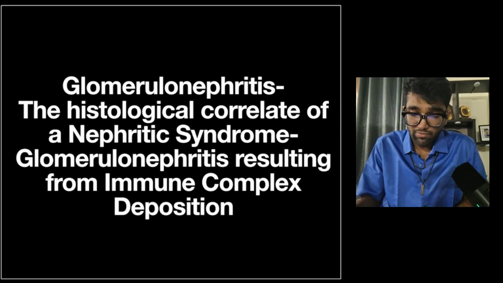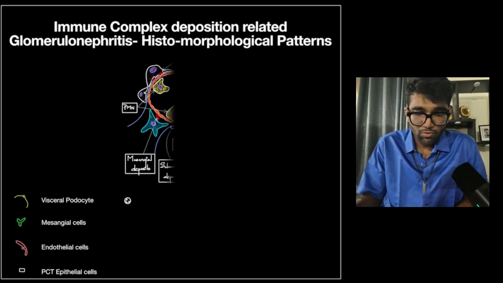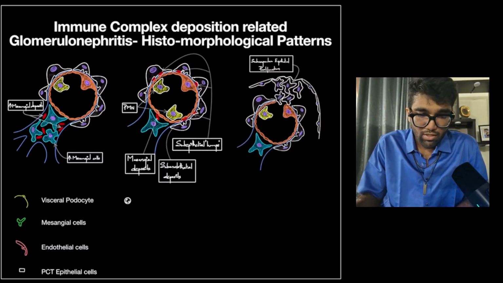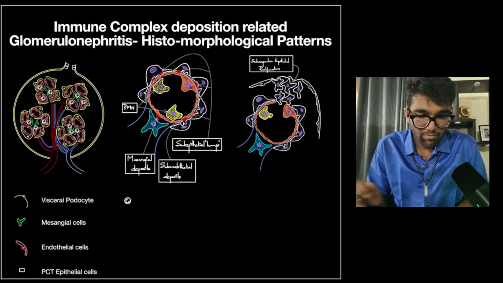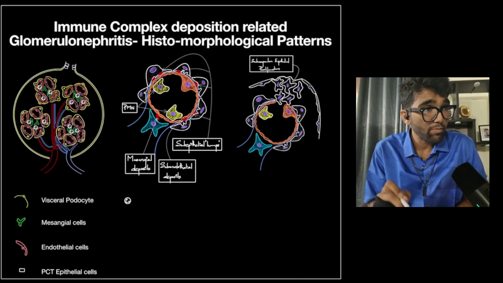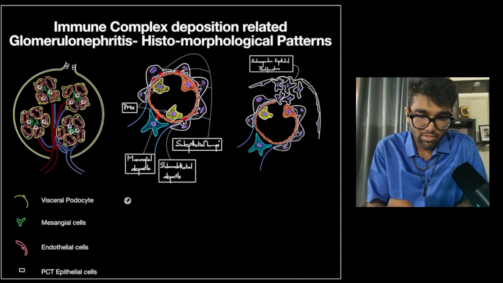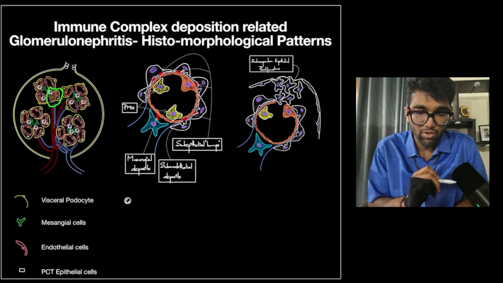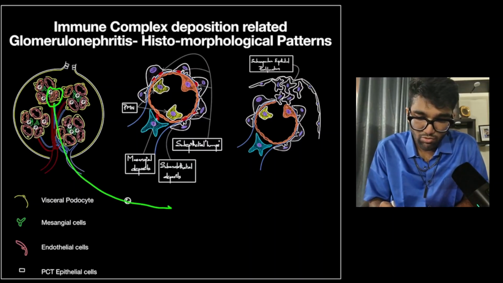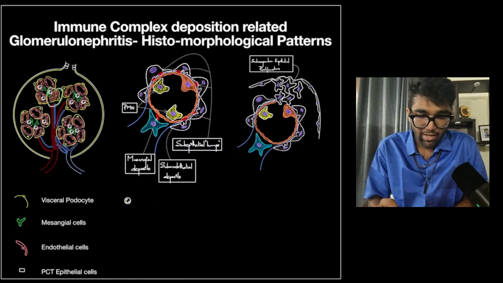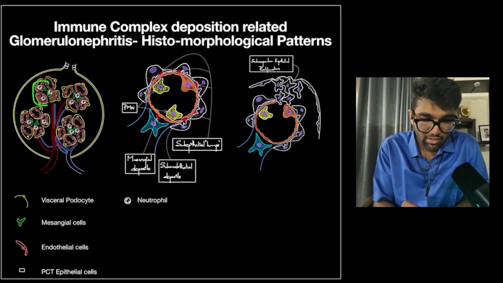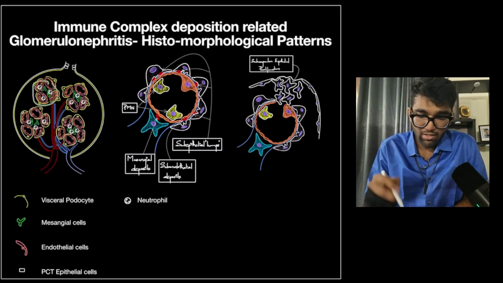Starting off with glomerulonephritis, the histological correlates of a nephritic syndrome, we're first going to talk about glomerulonephritis resulting from immune complex deposition. These are the three schematics that we had used. In the first schematic, there is some degree of subendothelial immune complex deposition, and because of that there is some degree of endothelial proliferation. This endothelial proliferation is a result of two things. One, the endothelial cells themselves have proliferated, or have increased in number. In addition, there is neutrophil infiltration. So these white cells that I've shown inside the lumina of the capillaries are neutrophils.